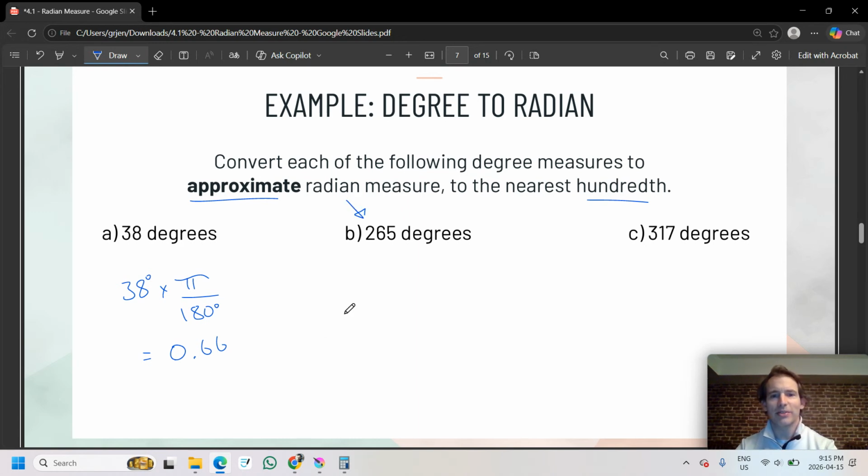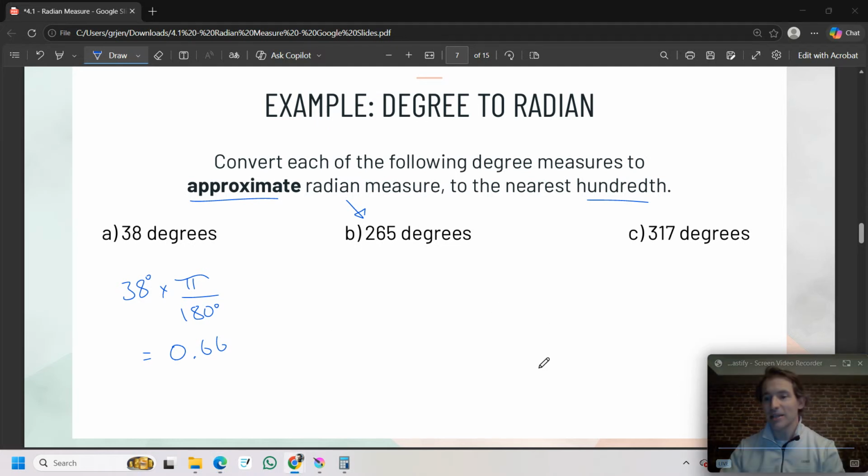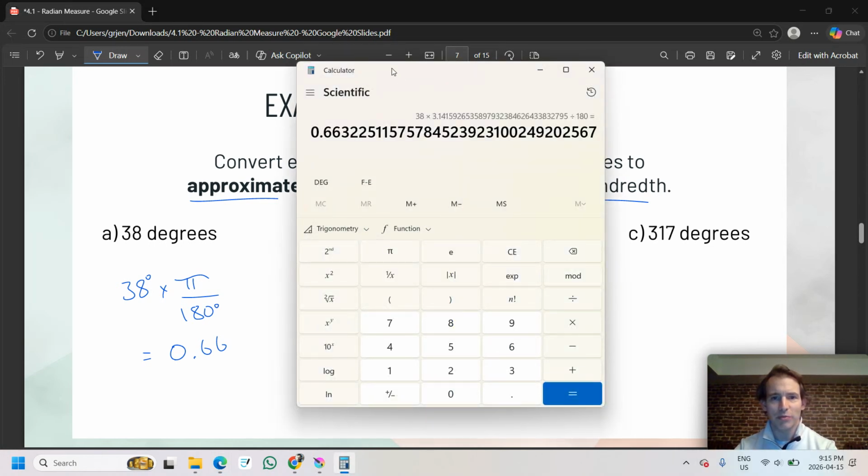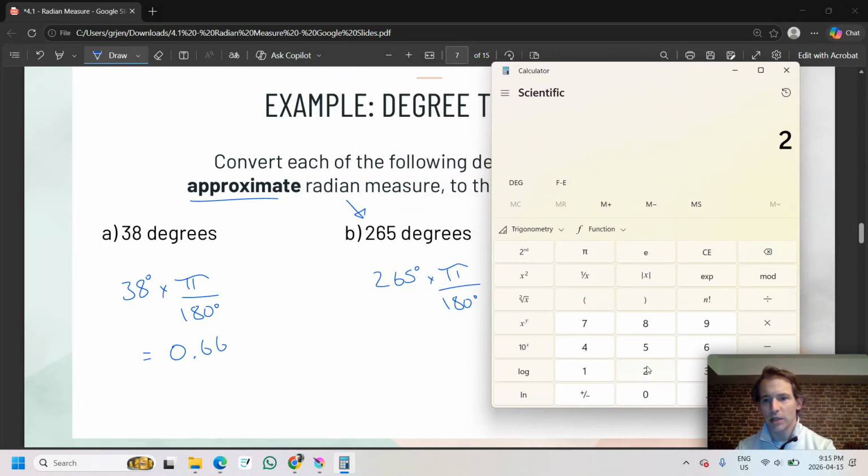Okay, all right. So now try this one on your own. Pause me, and when you're ready, let's take a look together. Check your work. 265. Thank you for pausing and trying this yourself. Let's just write that out. You always write out your formulas.